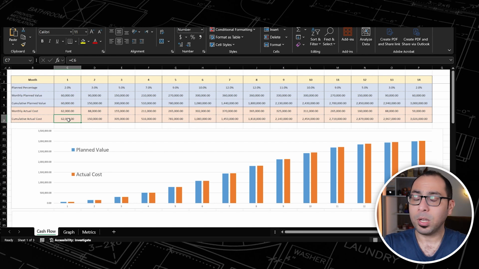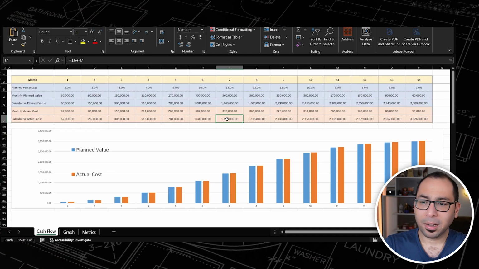So it means that we have spent more than planned. But maybe we spent more than planned because we executed more than the planned works. So that doesn't mean that the performance of the project is bad. But still you need a third metric so that you can decide on how the project is actually performing.